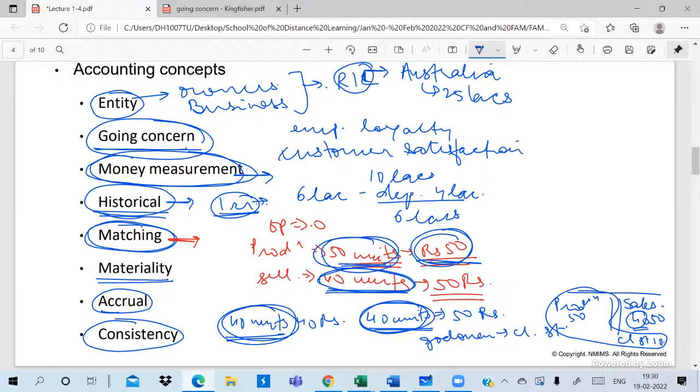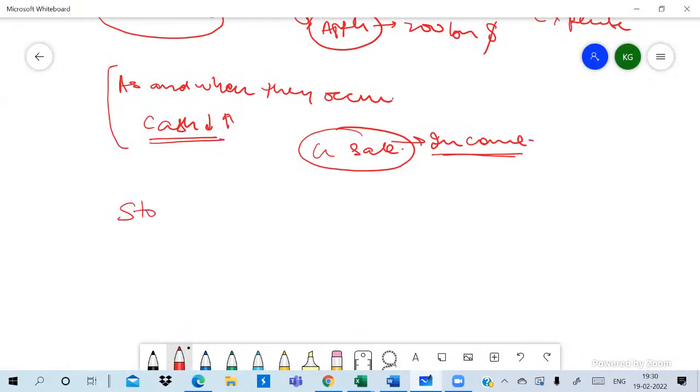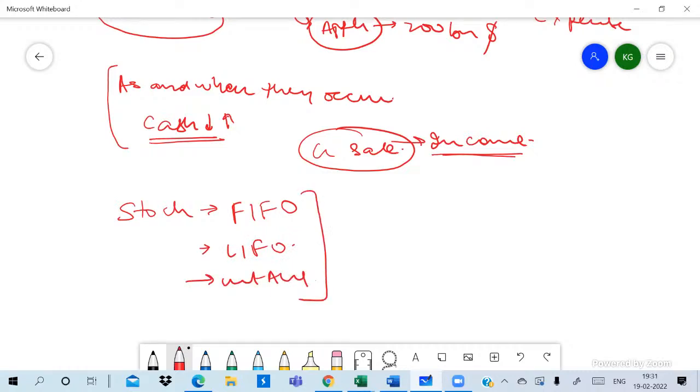For example, let's say if I have to value stock, I can either use, let's say, the first in, first out method, or I can use, let's say, the last in, first out, or maybe weighted average method. So these are basically three methods for recording stock. So it should not happen that this year you follow FIFO, next year you follow LIFO, third year you follow weighted average, fourth year again you move back to FIFO, so on and so forth. There has to be some consistency.